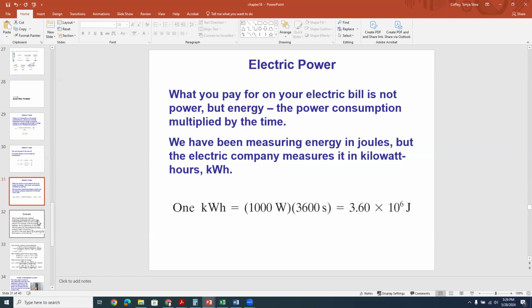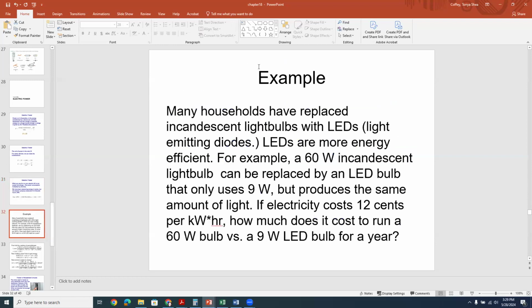So I thought I'd do an example problem based around this idea because a lot of students find it confusing. So this is one I kind of made up. Many households have replaced incandescent light bulbs or old school light bulbs, which are just twisted tungsten wires. They've replaced those incandescent light bulbs with light emitting diodes, or LEDs. And that's because LEDs are more energy efficient. So for example, a 60-watt incandescent light bulb can be replaced by an LED bulb that only uses 9 watts, but these bulbs would each produce the same amount of light.